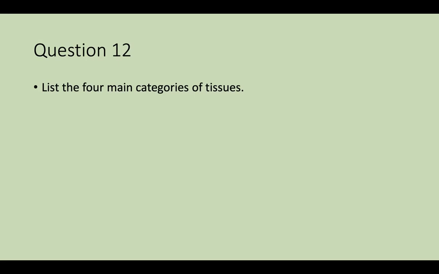So this is going to be epithelial, connective, muscle, and nervous tissues. Those are the four big categories of tissues, and that's something you should definitely know. That should be an easy recall kind of answer. You should have those down by heart.